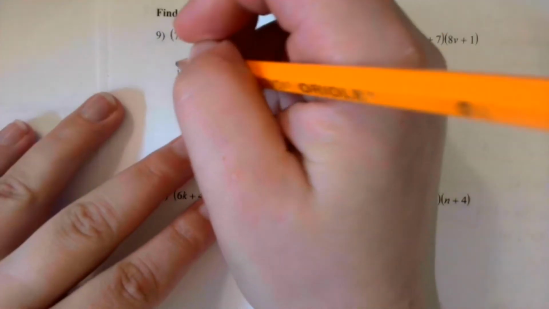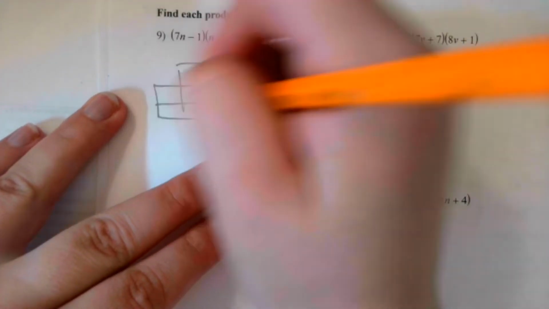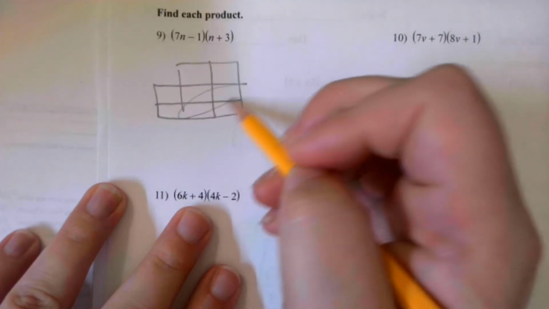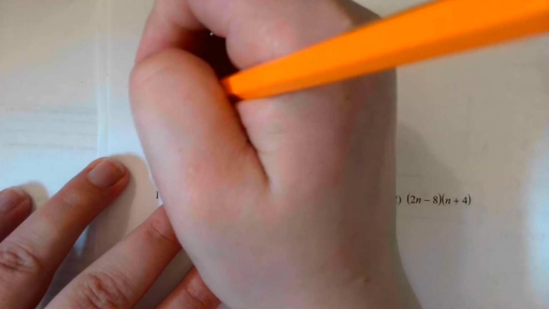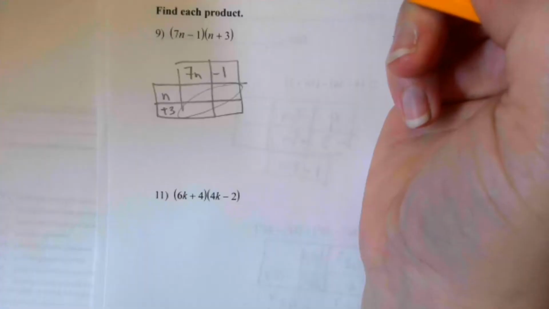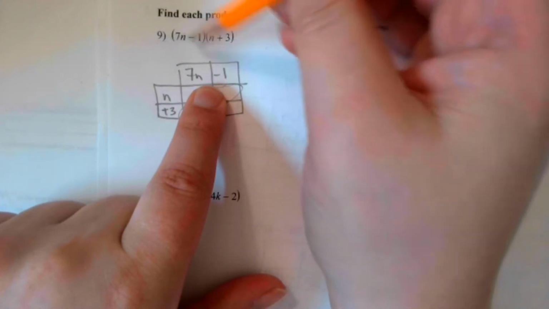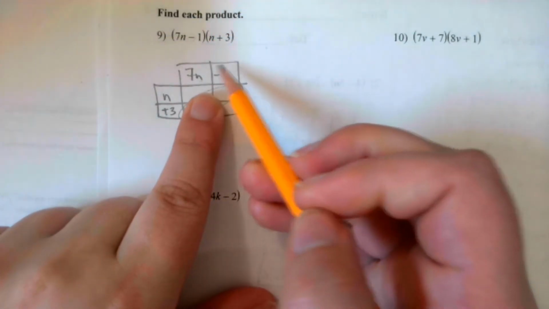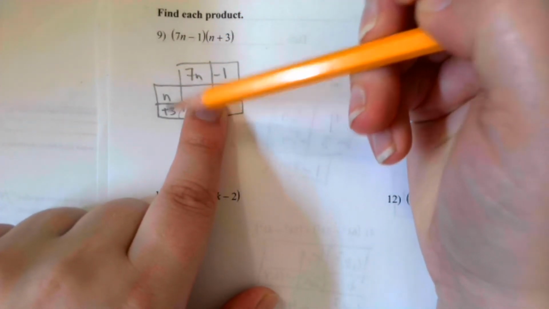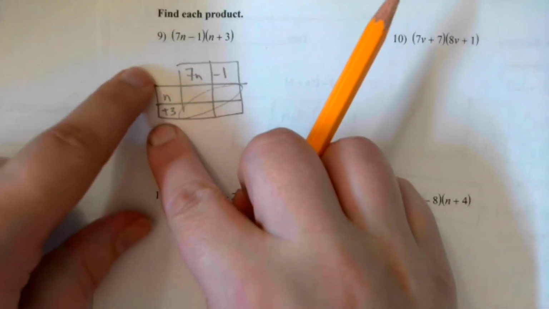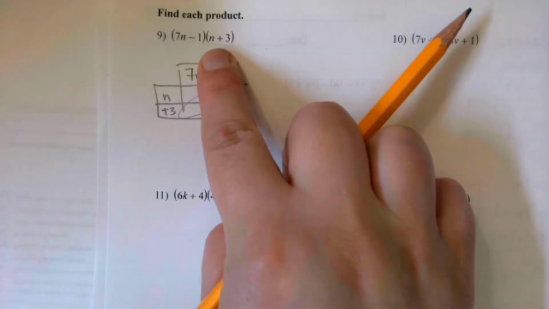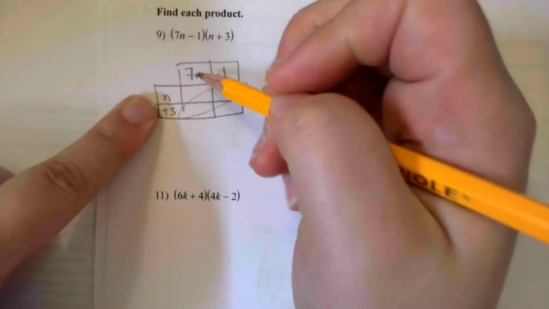Product. So these are the ones that look like this, where we combine our like terms. So I'm going to go 7n minus 1, n plus 3. Now it matters where they go. It matters that the 7n minus 1 is on one side together. It could have been on the top, or it could be both on the side. But those are a group, so they have to be on the same side of the equation, either the top or the side. And then this is a group, so they have to be together as well.